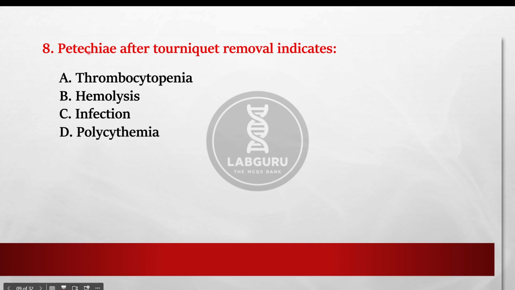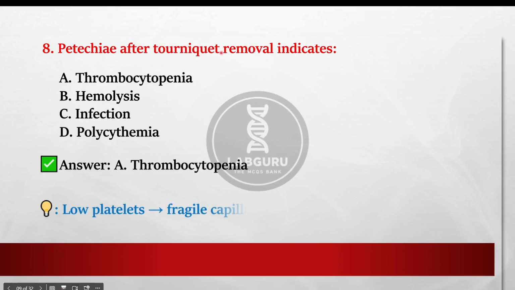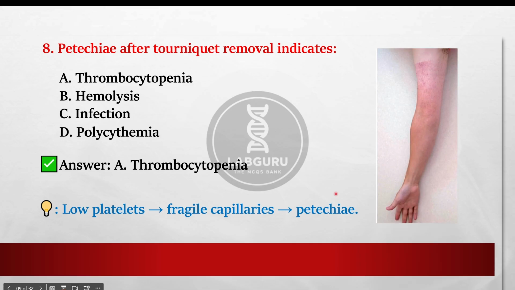It's the condition in which tiny red-purple spots occur distal to the pressure site where we are using the tourniquet. Okay, so the right answer is thrombocytopenia. Thrombocytopenia means low platelet level. Low platelets make the capillaries more fragile, and these fragile capillaries result in petechiae. You can see in the picture the tourniquet was applied here, and below this area you can see the red-purple spots. This is the condition called petechiae.